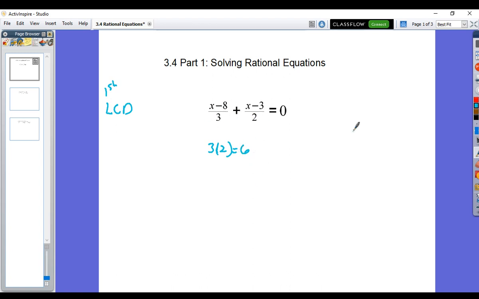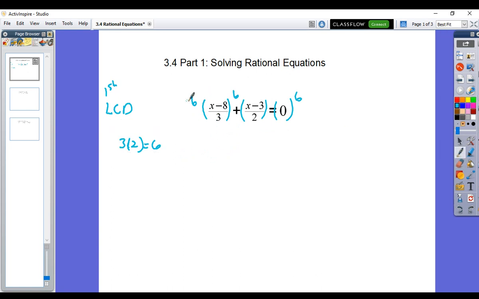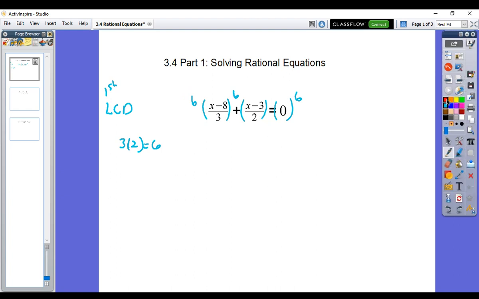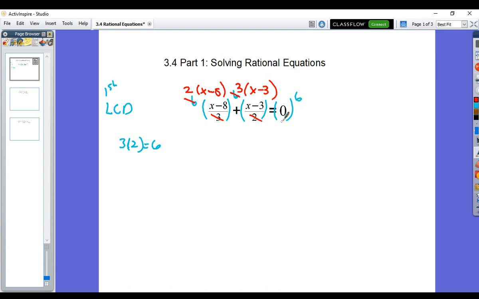Now, that doesn't mean we're going to turn these to 6, but what we are going to do is multiply everything by 6. Multiply this by 6, this by 6, and this by 6. Now, in doing so, we can go ahead and reduce the denominator with the numerator. So 3 goes into 6 2 times, and 2 is what's going to multiply with the x minus 8 up here. 2 goes into 6 3 times, and 3 is going to multiply with x minus 3. And then 0 times 6 is, of course, 0 still.